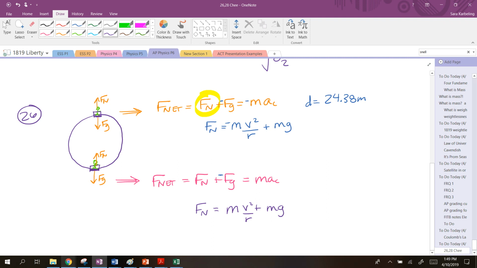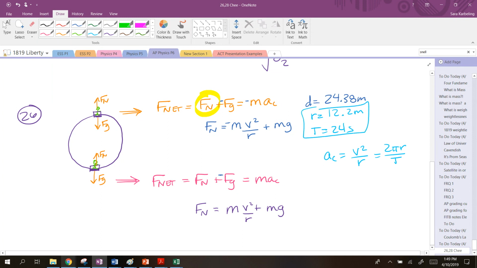What was the question? The question is, what is the apparent weight? So we would need to figure out a sub c in both cases, right? So a sub c is v squared over r, where v is 2 pi r over T. So you've got 2 times pi times the radius, which is going to be 12.2-ish, and the period was 24 seconds. So plug in some numbers. And it told us the mass, didn't it?